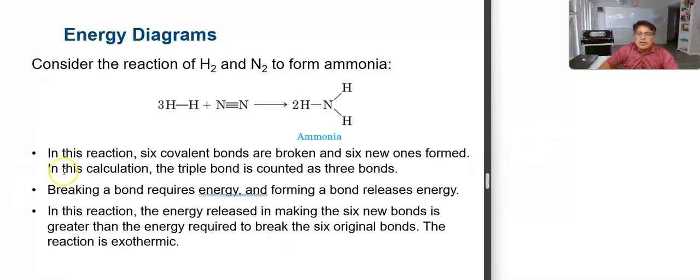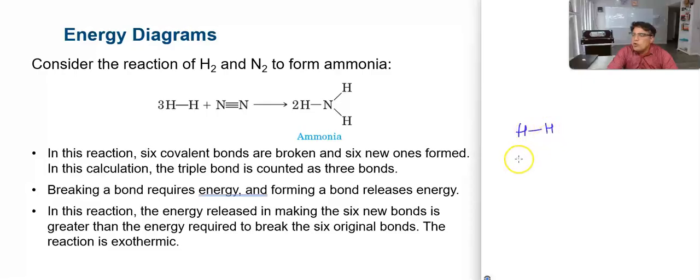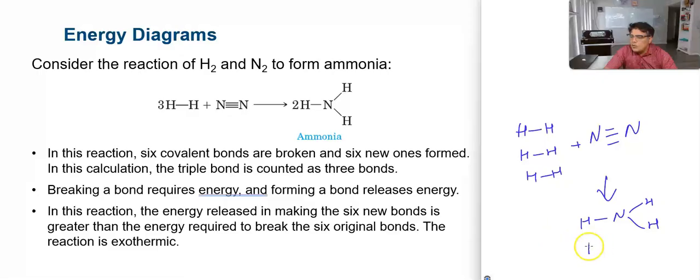Now we will study another very important topic, the energy diagram. The energy diagram tells you the activation energy, and whether the reaction is endothermic or exothermic, etc. Now consider the reaction of hydrogen plus nitrogen giving ammonia. In this reaction, 6 covalent bonds are broken. Three are hydrogen molecules, one hydrogen molecule, another, and another, plus nitrogen has 3 bonds. And that whole gives you 2 ammonia, one ammonia and another ammonia.